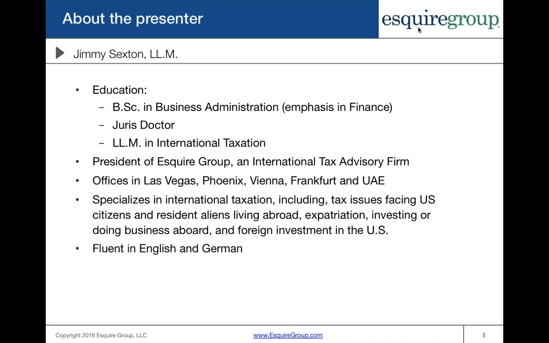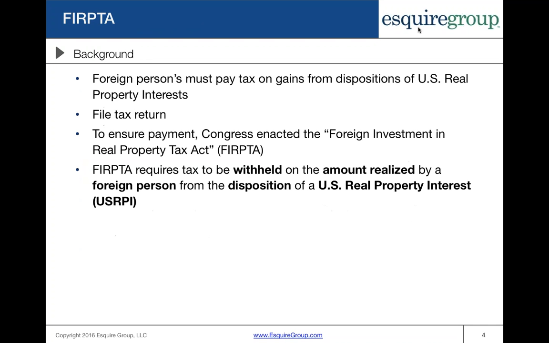Before we get started, I'll give a little bit of background about myself. My name is Sexton. I have a bachelor's in business administration, a JD, and an LL.M in international taxation. I'm the president of Esquire Group. We're an international tax advisory firm with offices in Las Vegas, Phoenix, Vienna, Austria, Frankfurt, Germany, and the United Arab Emirates. My specialty, as well as Esquire Group's, is international taxation, including tax issues facing U.S. citizens and resident aliens living abroad, expatriation, investing or doing business abroad, as well as foreign investment in the U.S. I'm fluent in both English and German.